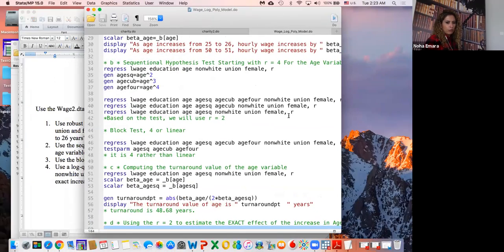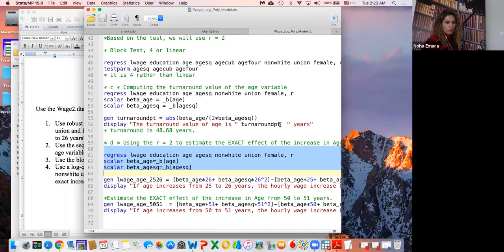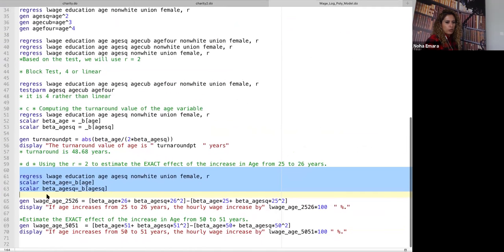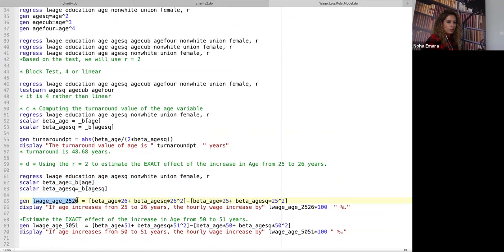And once you extract the coefficients, you can use them to answer your question, okay? So you're going to generate a variable, call it anything you like. I'm calling it something I would remember. So I'm generating a variable called log wage age 25, 26. And this would give me the impact of the increase from 25 to 26 on log wage. And remember, this is a log quadratic. So whatever value I get, I have to multiply it times 100 and add the percentage symbol, okay?